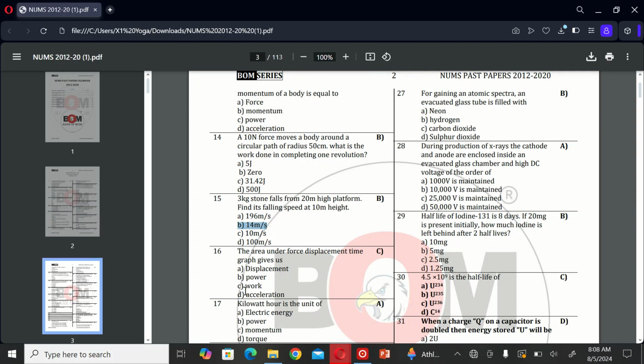The next MCQ is: the area under the force-displacement graph gives us A displacement, B power, C work, and D acceleration. So the correct option is C, work.